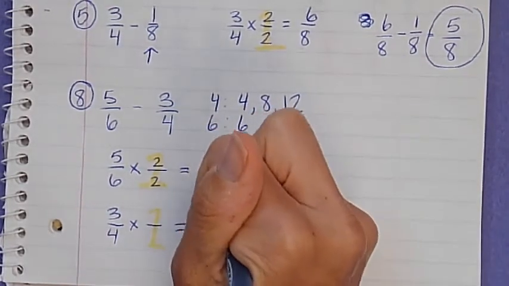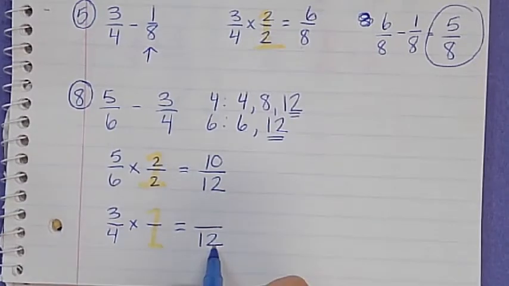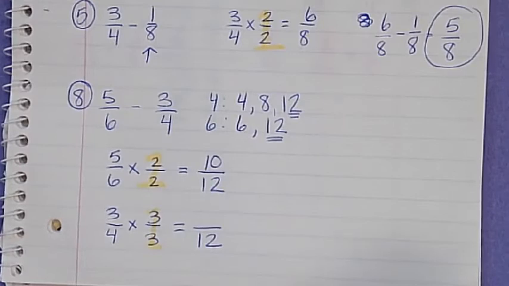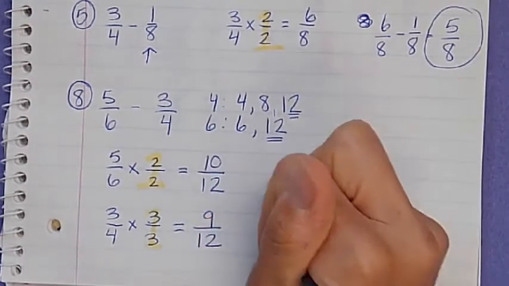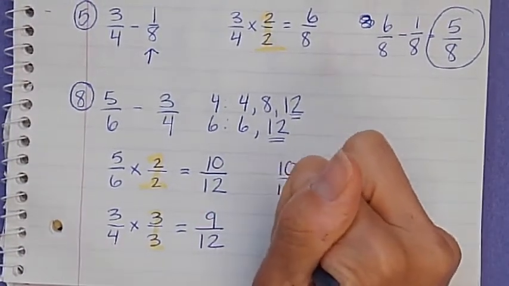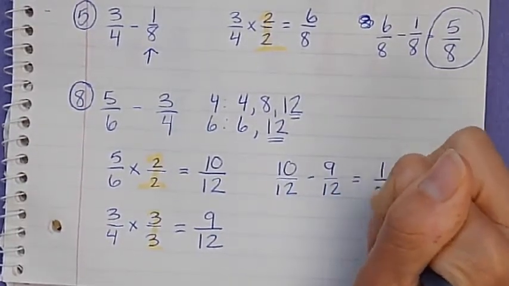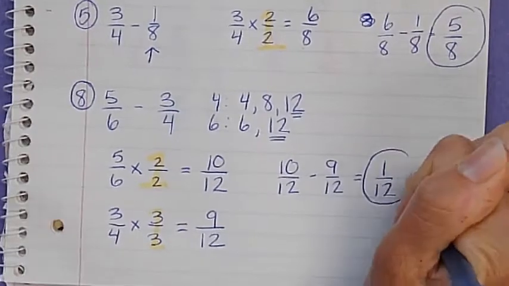5 times 2 is 10. 4 times something gives me 12. That something is 3. I do the same to the top. 3 times 3 is 9. So now I'm doing 10/12 minus 9/12, and that gives me 1/12 left over.